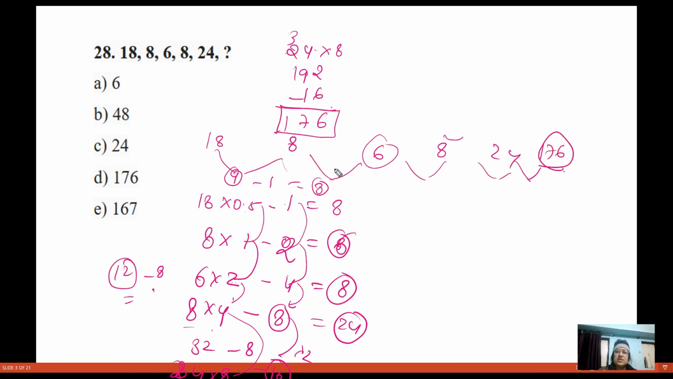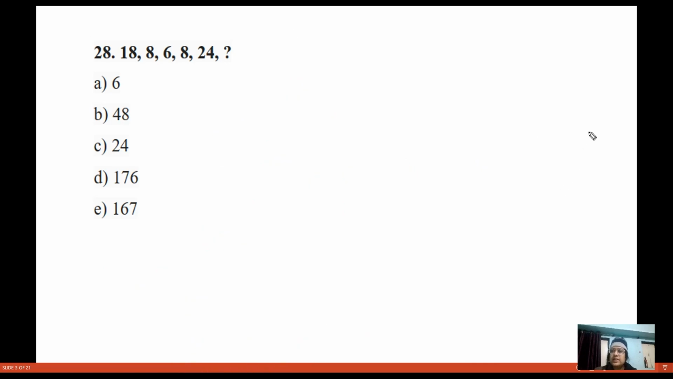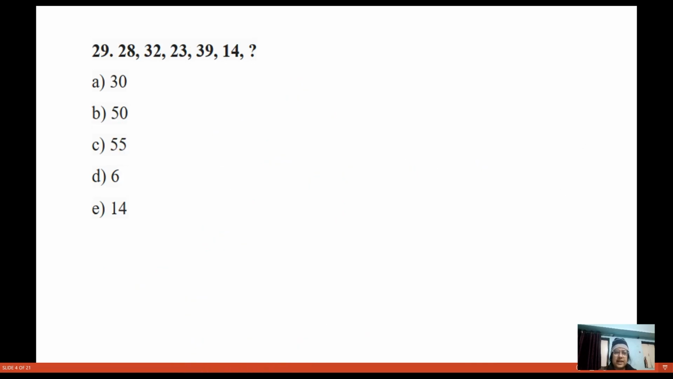Okay, so we have to just observe the logic, because this was very clear that we are multiplying this by 0.5 or dividing this by 2. And then we are multiplying this by 1, then subtracting, and so on. So this was on the easier side only.